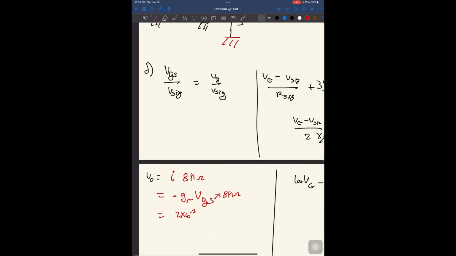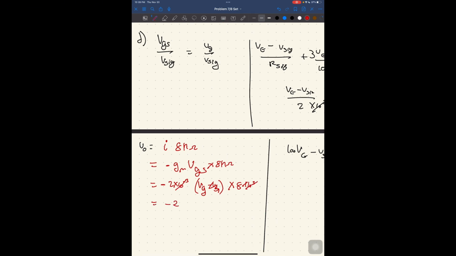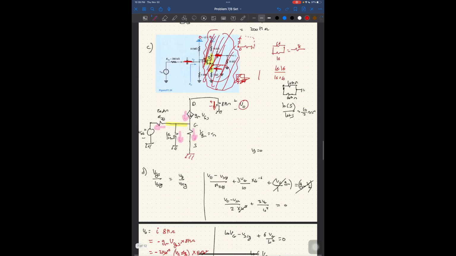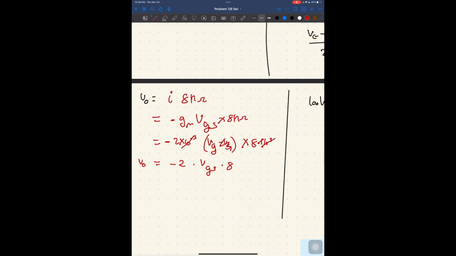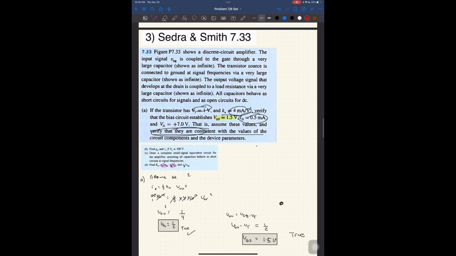And VGS is VG minus VS, and VS is 0, so I get rid of that, times 8 kilo ohms, which is 8 times 10 to the 3. So I get 10 to the negative 3, so it's equal to minus 2 times VG times 8 is equal to VO. I'm trying to find VO by VGS. You know what? Might as well keep the S there. VO over VGS is equal to minus 16. And that's perfect.